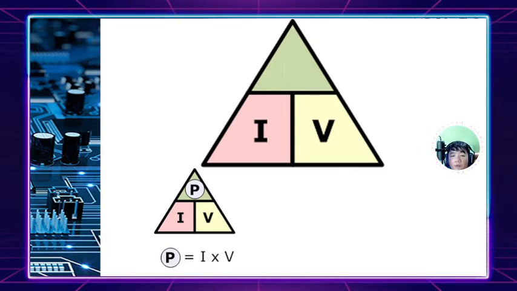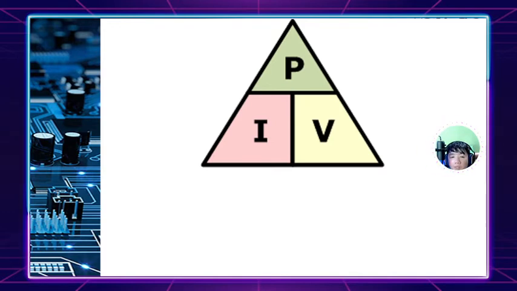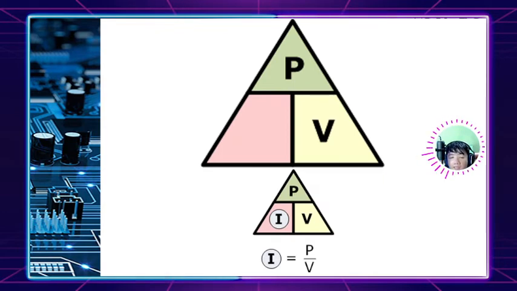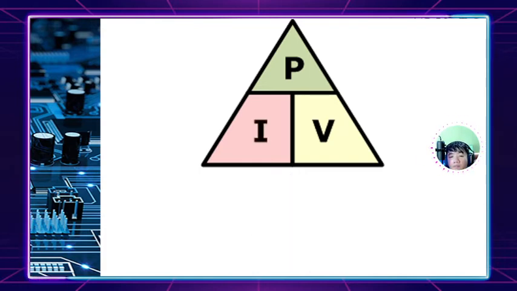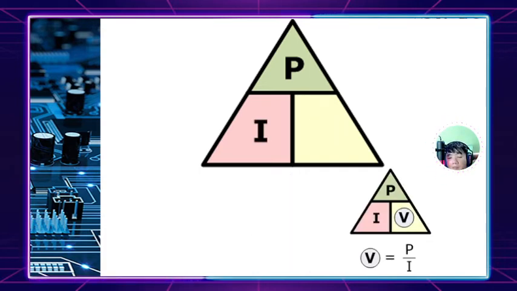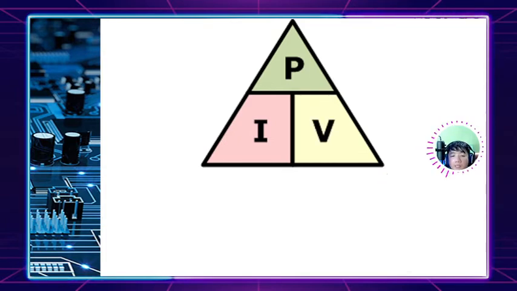Next, if the current is missing, or I is missing, the formula is I equals power over voltage, or current equals P over V. Likewise, if voltage is missing, the formula for finding voltage is V equals P over I, or voltage equals power over current. Okay? That is our power triangle.